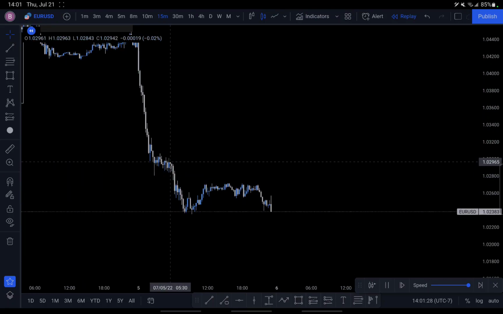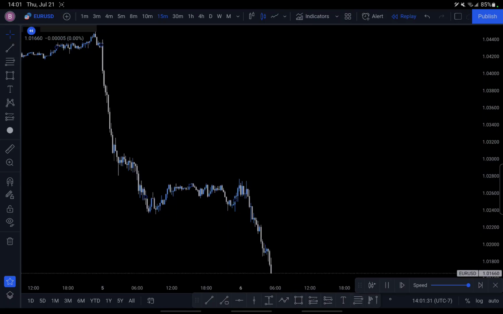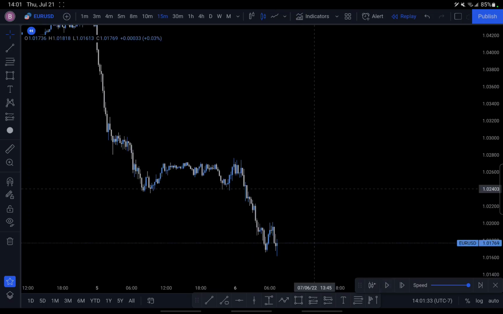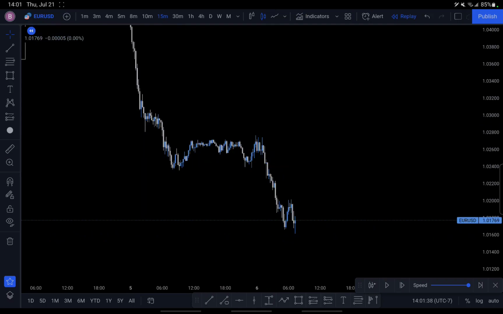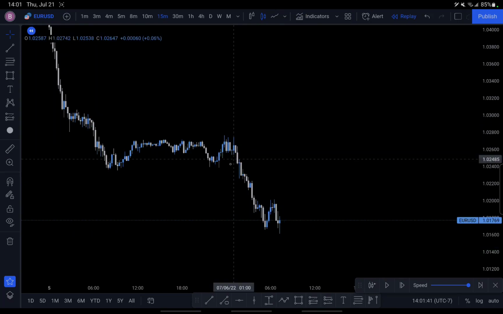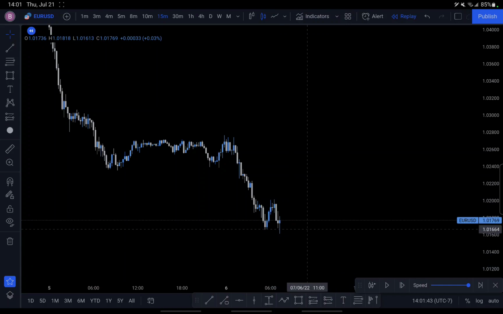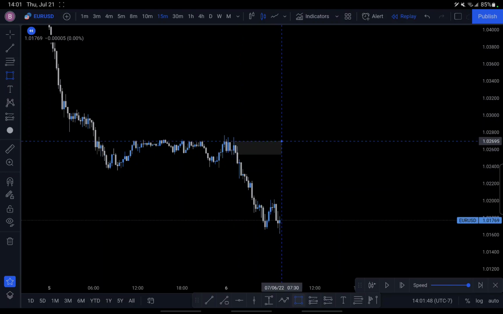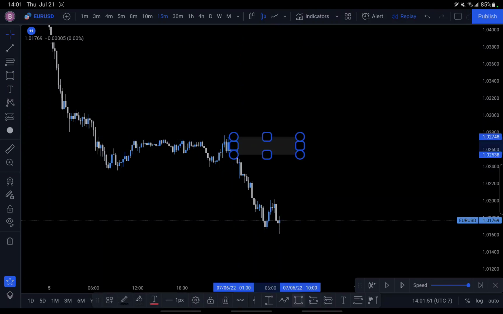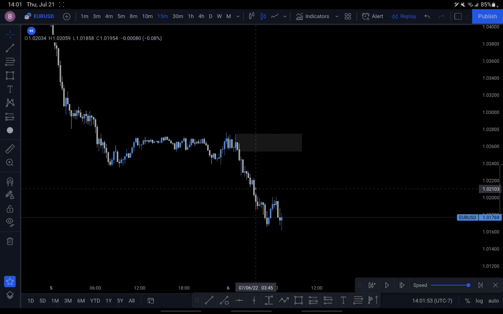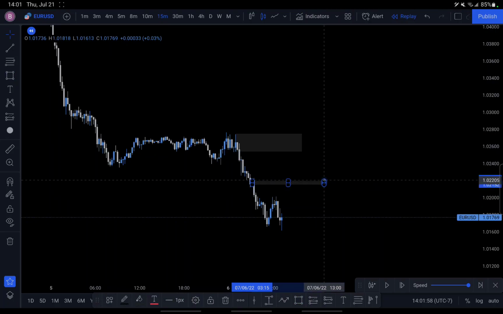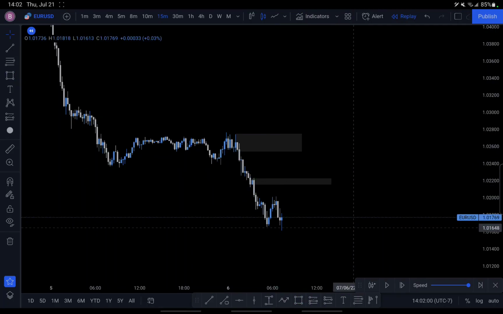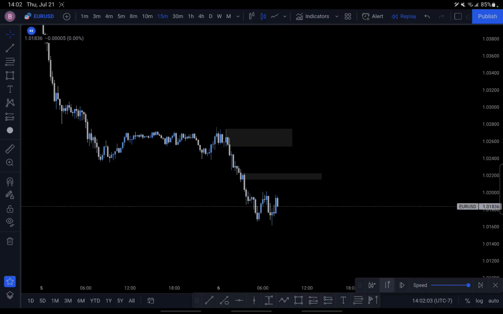Price could trade up into a supply zone here. We're breaking down, okay. So let's mark up some supply zones and see if price wants to trade into it. So I do see a supply zone here. Let's go ahead and mark it up. So I see one here. There's more here, but let's see. We have another one here. Let's go ahead and mark that up. Let's see if price even wants to tap our zones.